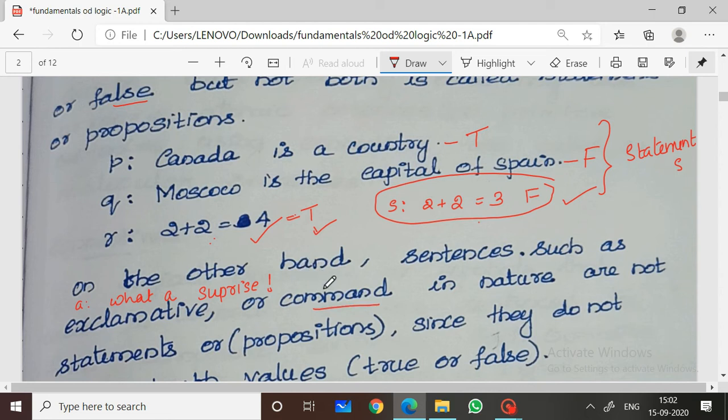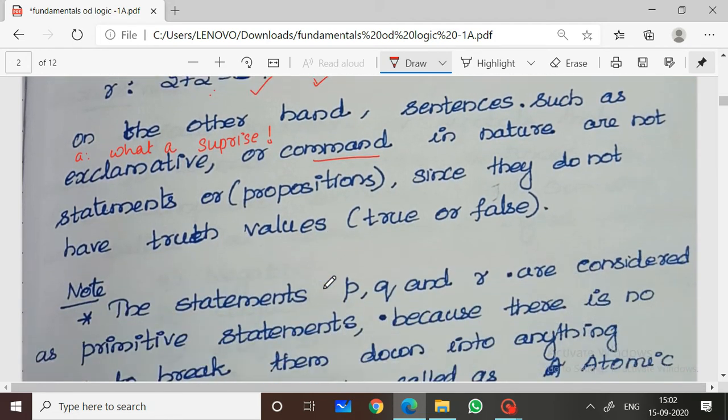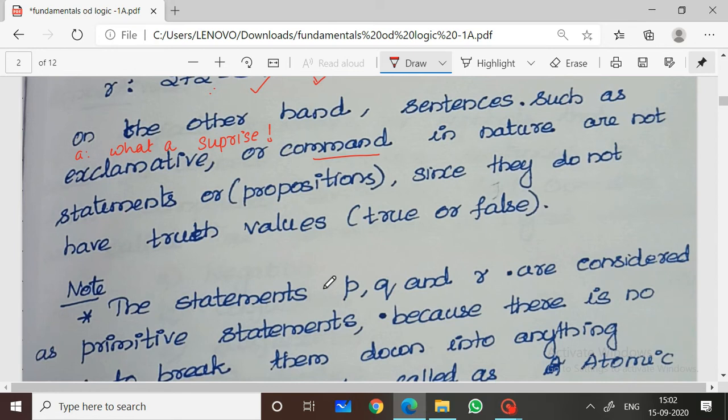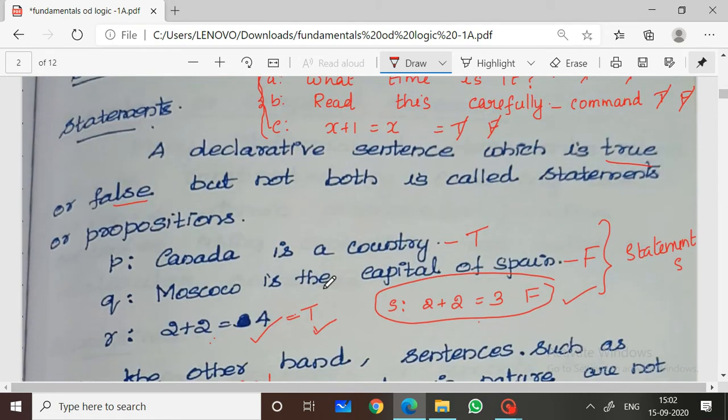Ennu paranjal, it is also not a statement or a proposition, since the reason is they do not have truth values such as true or false. Now here also some statements are given here. Canada is a country, Moscow is the capital of Spain. Like this some statements are given. These are all called primitive statements. These type of statements are called primitive statements.